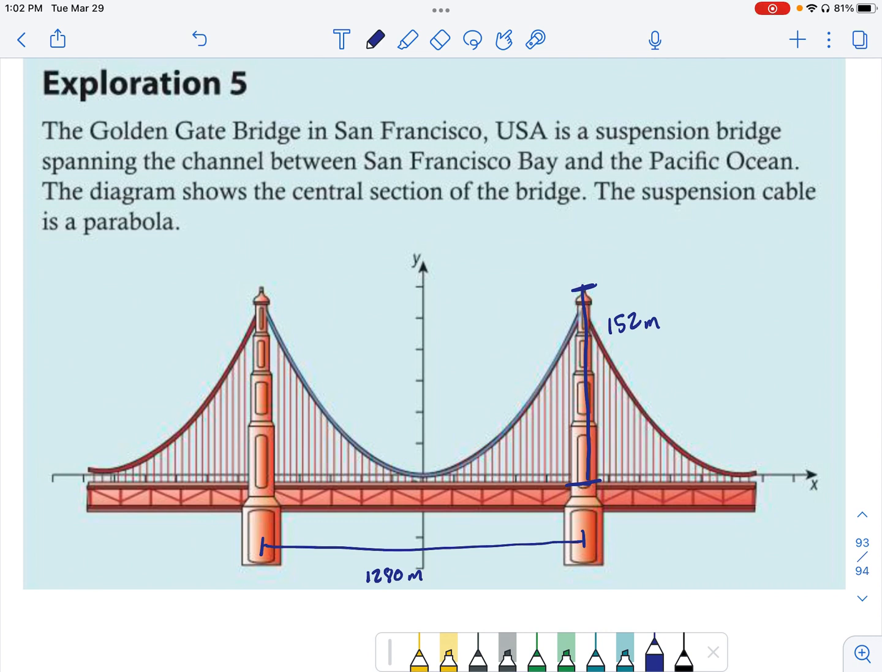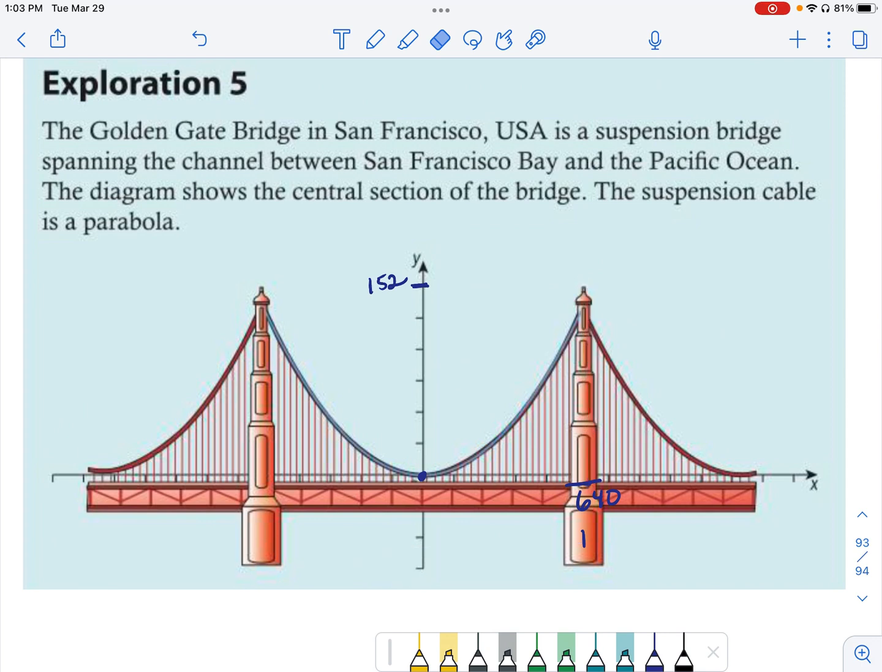Using those dimensions and the grid that's already been set up here, we're going to let our origin be here. So from the center of the two towers all the way over puts this tower at half of 1,280, or 640. So this happens at 640, and then the height is 152. Now that we've done that, we've used, again, the distance between the two towers to help us figure out our x scale and the height of the towers to figure out our y scale.